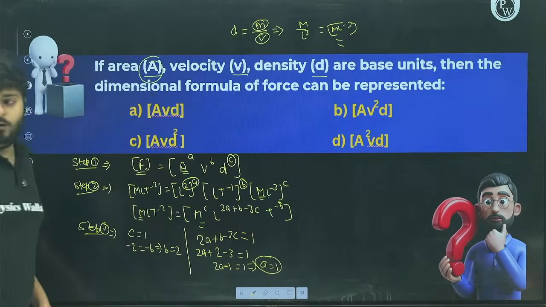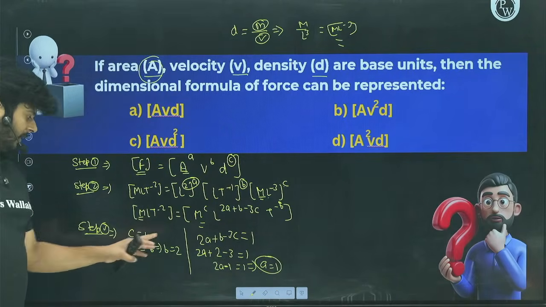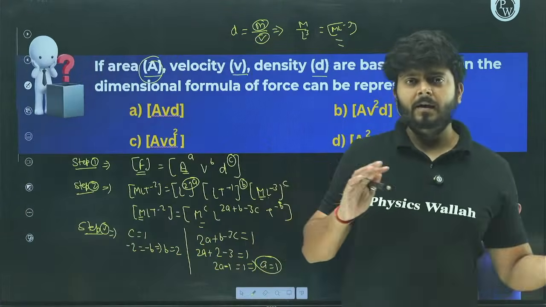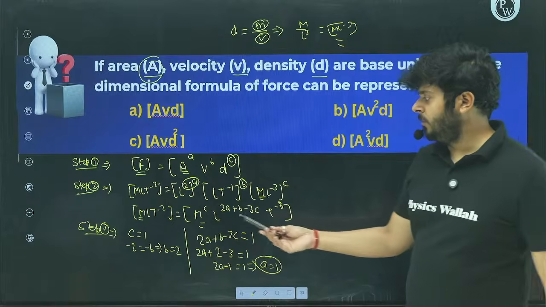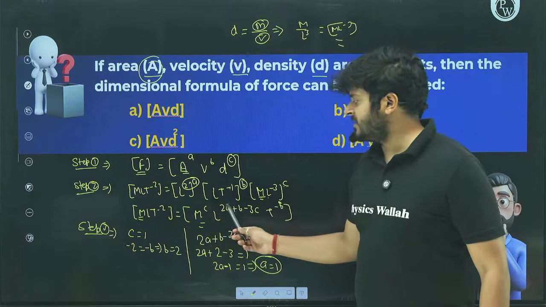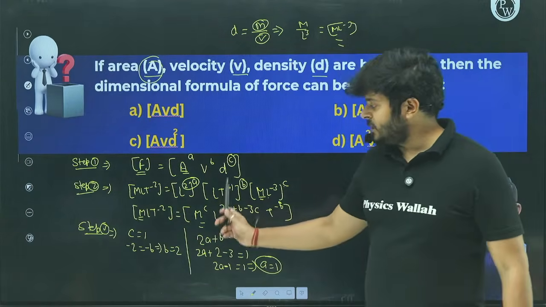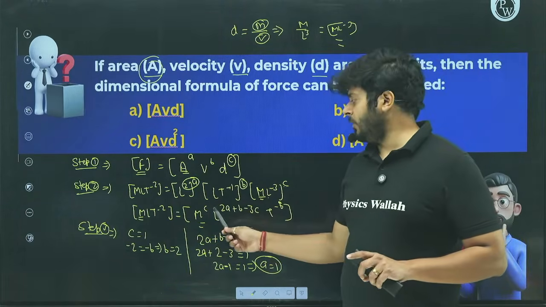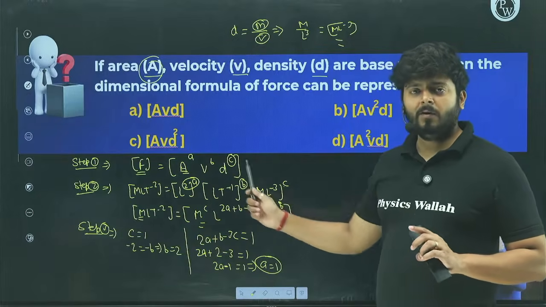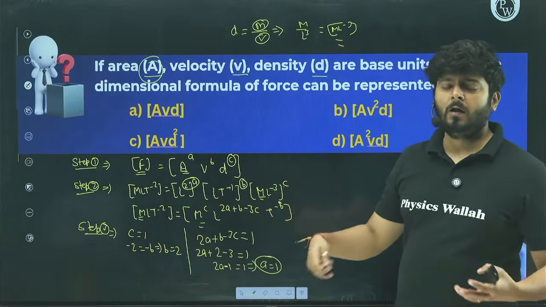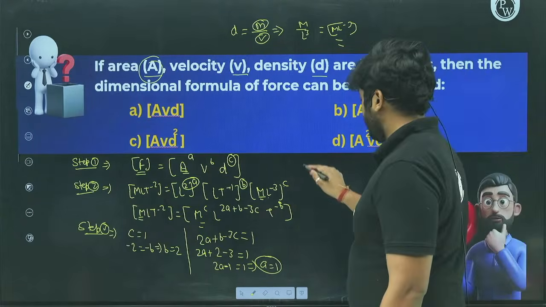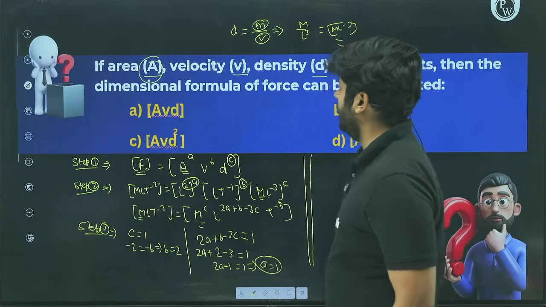Alright, so I hope the idea is very, very clear. A is 1, B is 2 and C is 1. So this is the third step: by comparing on both sides with the principle of homogeneity, if two things are separated by an equals sign, they should have the same dimension. That means the power of M, the power of L and the power of T should be the same on both sides. When we do that, A, B and C are calculated.